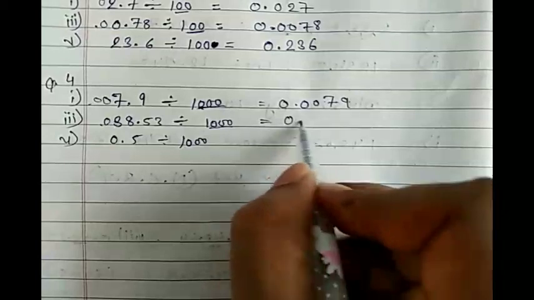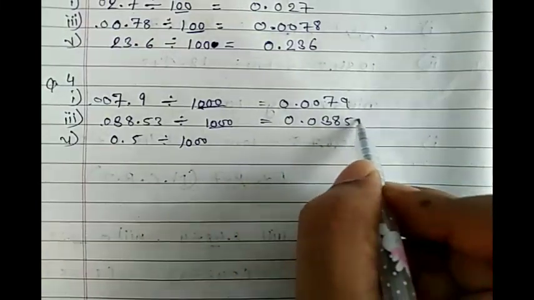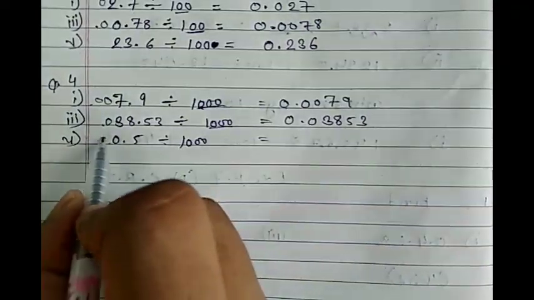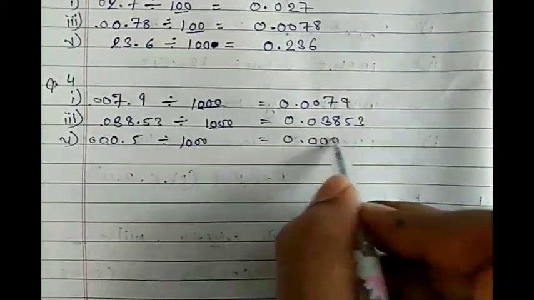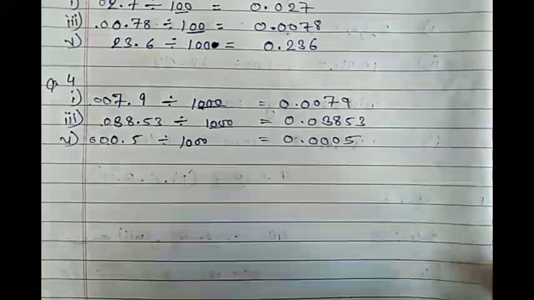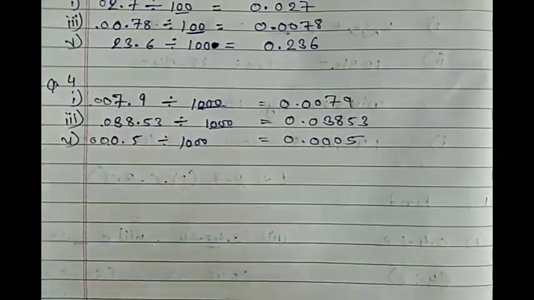It becomes 0.03853123. It became 0.0005. In such a way, we can divide a decimal number by 10, 100 and 1000.